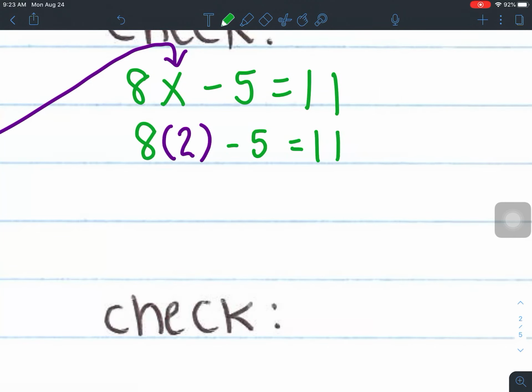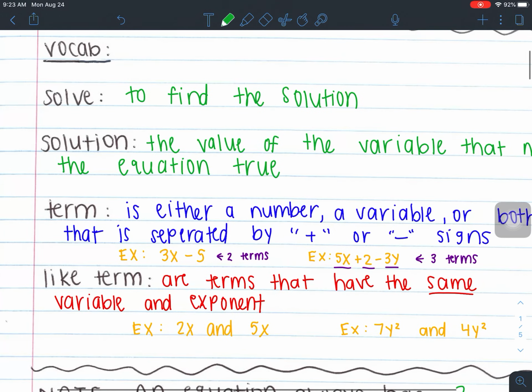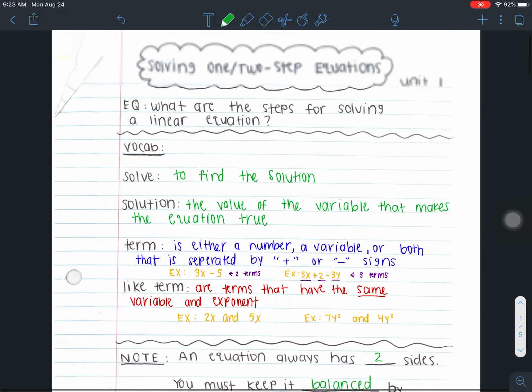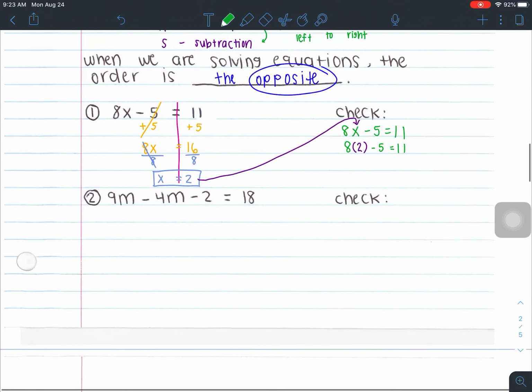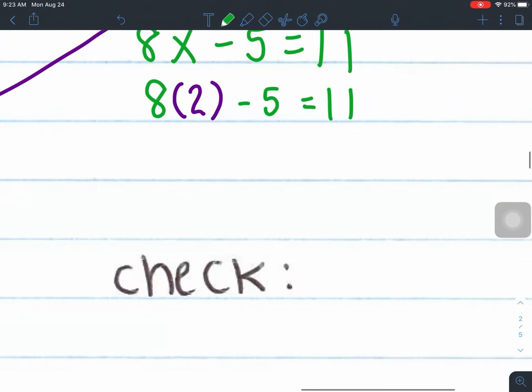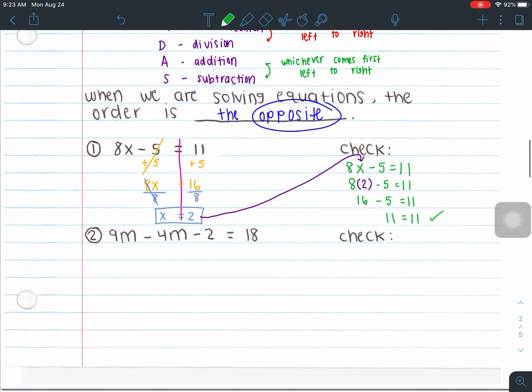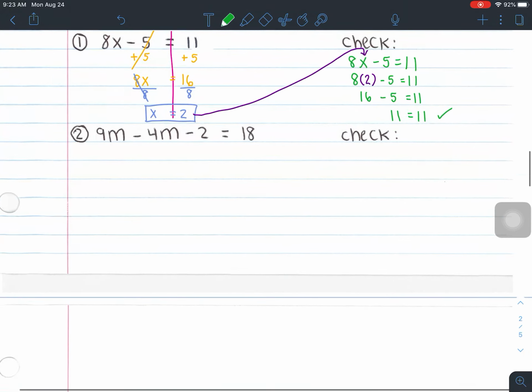So the goal here is to check to see if this is true. Remember that the definition of a solution is the value of the variable that makes the equation true. So let's check to see if the solution is really 2. So 8 times 2 is 16, and then minus 5 equals 11. If we keep simplifying, 16 minus 5 is 11. Does 11 equal 11? Yes. So this is correct, and we've checked, and it's all good.